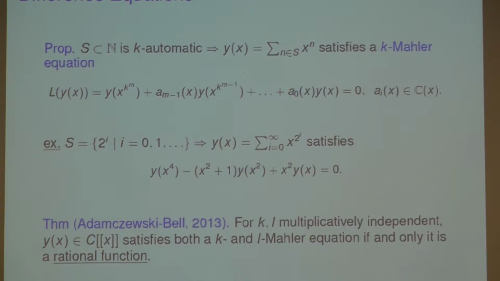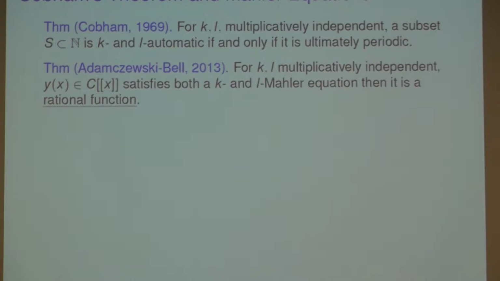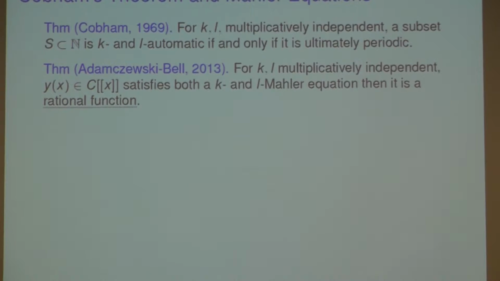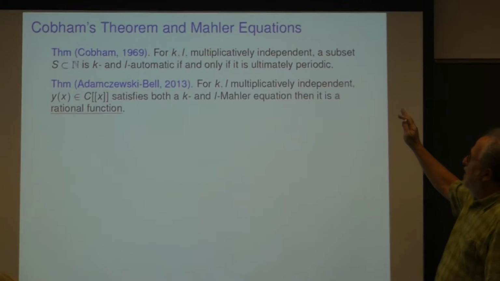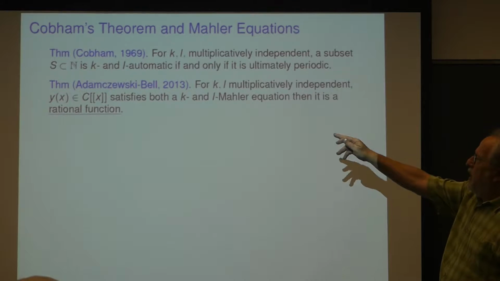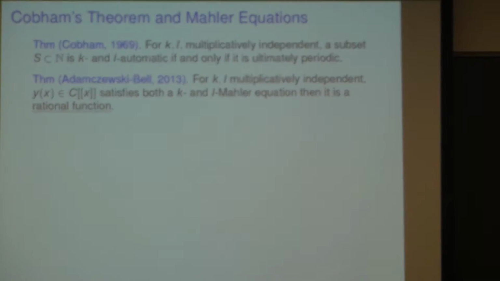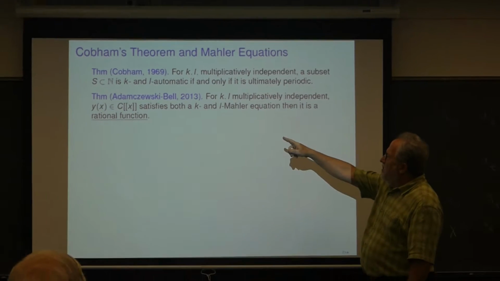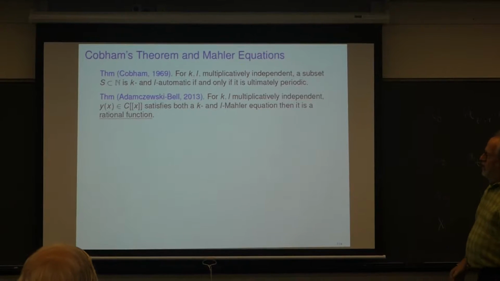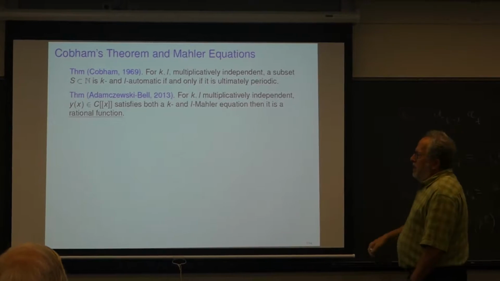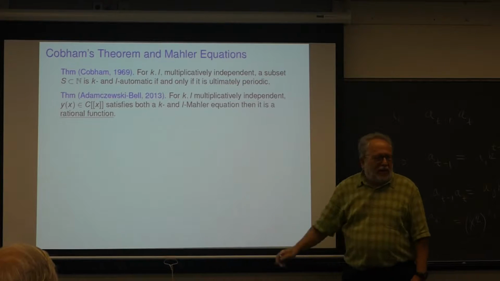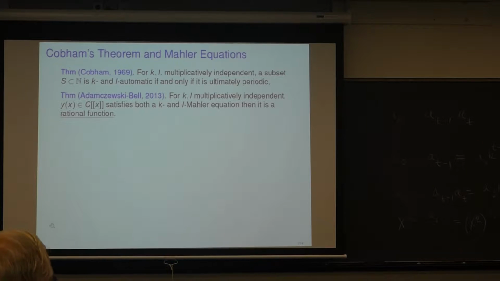Well, gee, there should be some connection between this and Cobham's theorem. And of course, in the paper of Adamczewski and Bell, they give the connection. So let me restate Cobham's theorem. Always k and l are multiplicatively independent. A set is both k and l automatic if and only if it's ultimately periodic, and a power series satisfies a k and l Mahler equation when it's a rational function. Adamczewski and Bell show how this result implies that, and I'd like to give their proof because it's on the slide and it's nice.